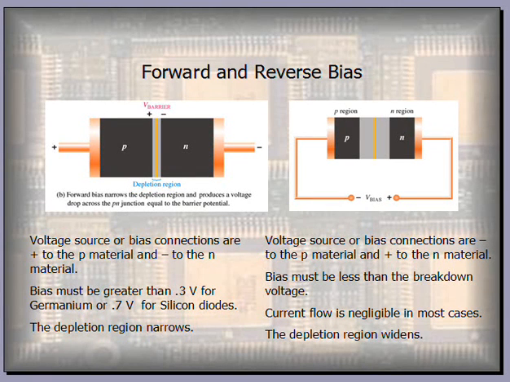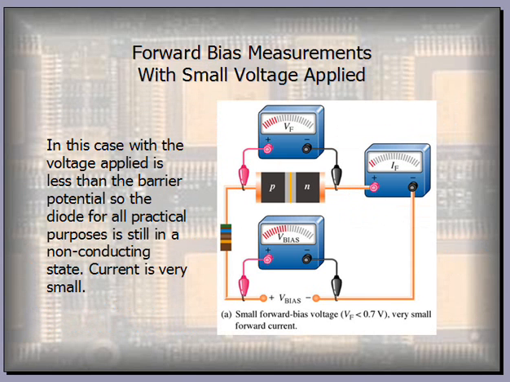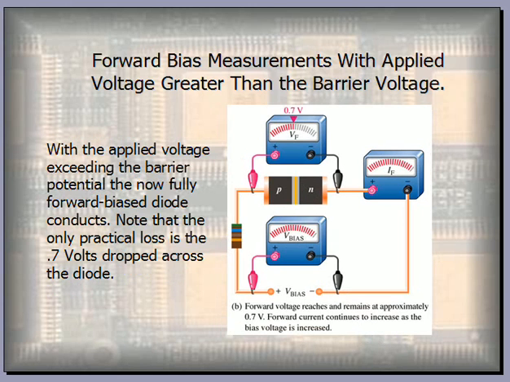Voltage source or bias connections are negative to the P material and positive to the N material. Bias must be less than the breakdown voltage. Current flow is negligible in most cases. The depletion layer widens. In this case, the voltage applied is less than the barrier potential, so the diode for all practical purposes is still in a non-conducting state. Current is very small. So here the forward voltage is less than 0.7, so we don't have current flow yet.